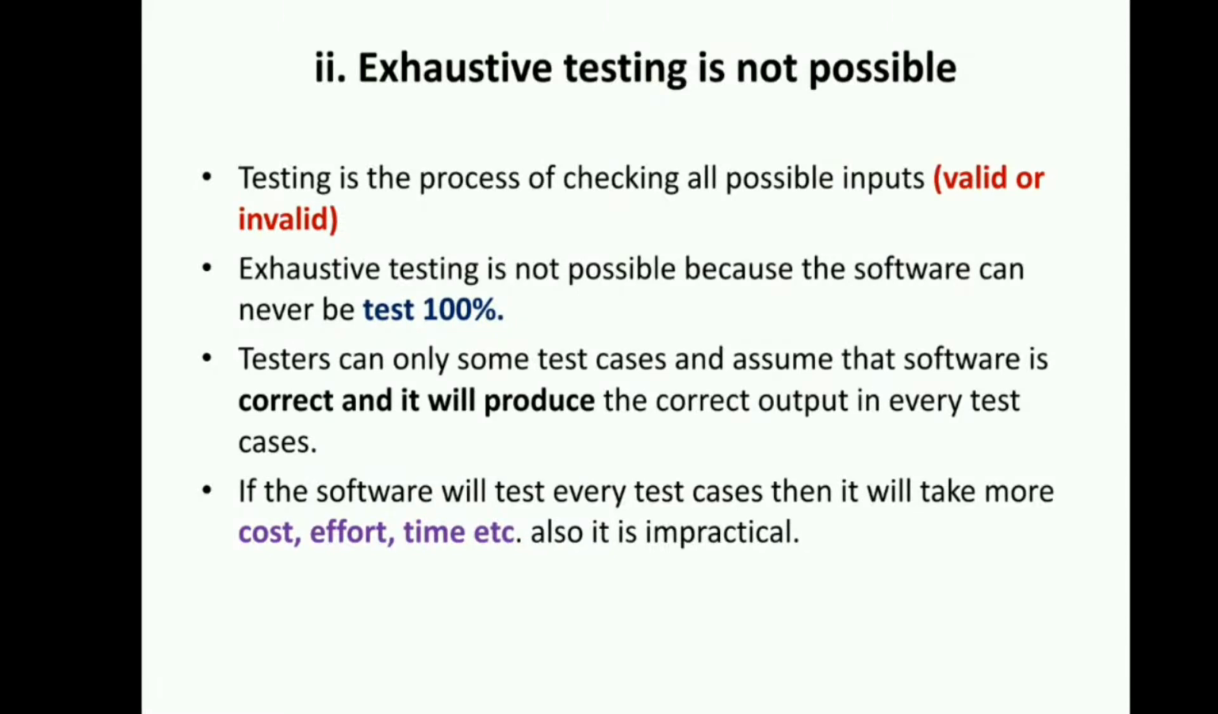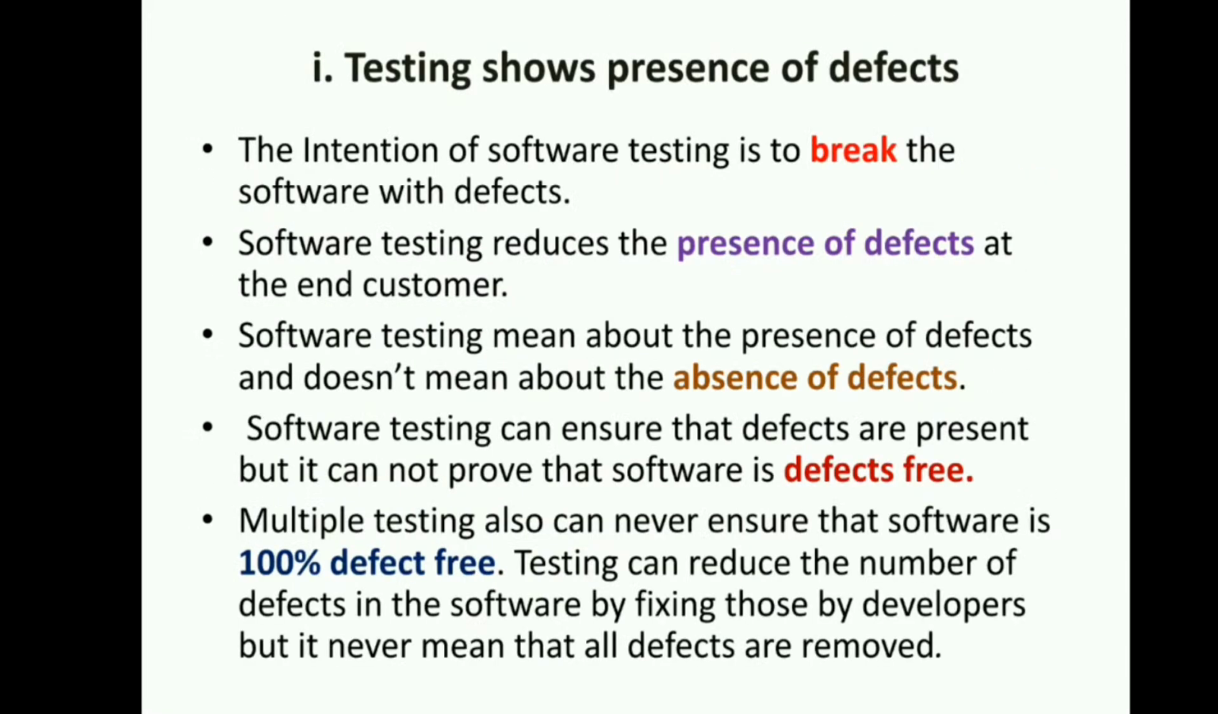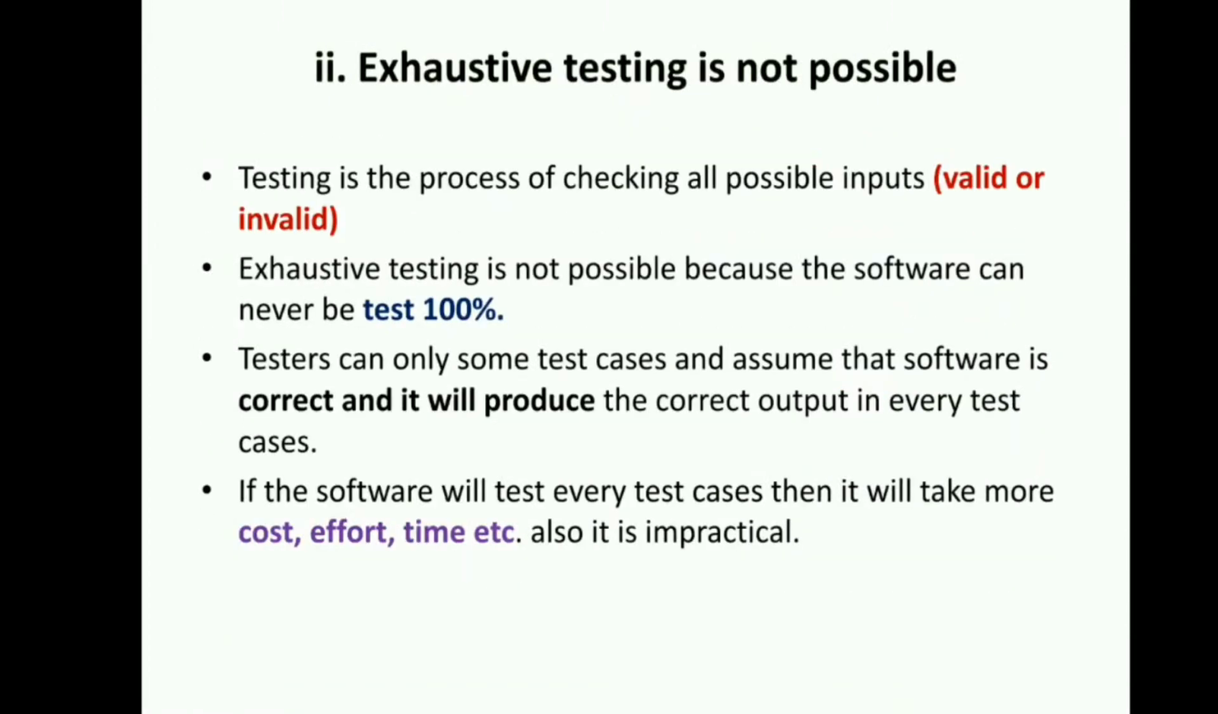Second principle, exhaustive testing is not possible. Again, the first and second principles are somewhat interlinked. Exhaustive testing is not possible means even if you are testing your software 24/7 for 1 year or 2 years, you cannot achieve 100% coverage.